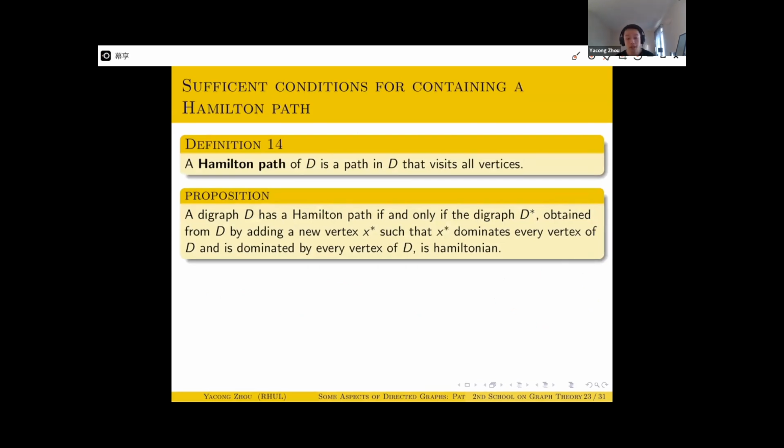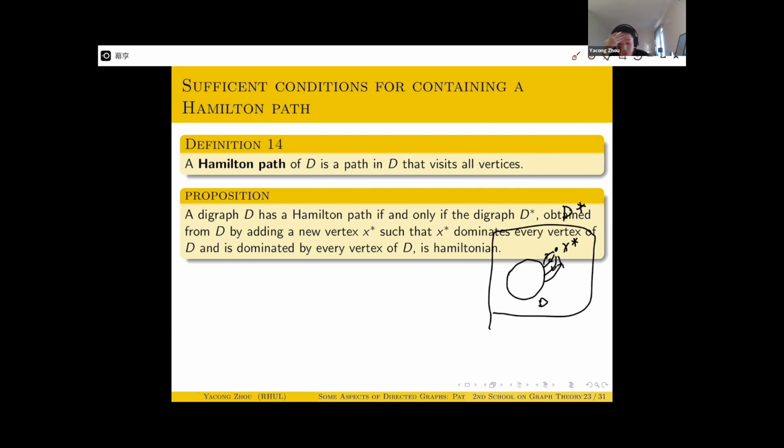So I want to end this section by telling you a way to get a result about the Hamilton path from a result about the Hamilton cycle. Recall that a Hamilton path is a path that visits all the vertices in D. And the following proposition gives us a sufficient condition for digraphs to have a Hamilton path. Namely, a digraph D has a Hamilton path if and only if another digraph D star, which is obtained from D by adding a vertex X star and all the arcs between them, has a Hamilton cycle.